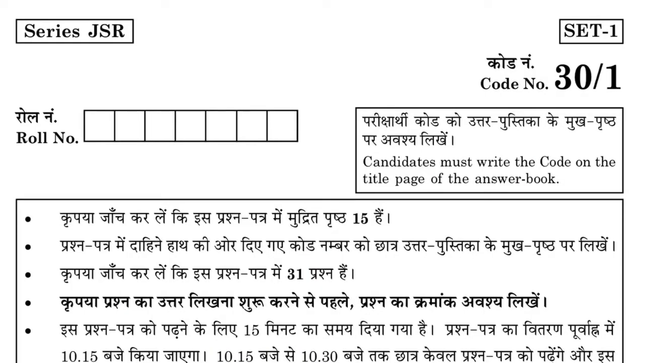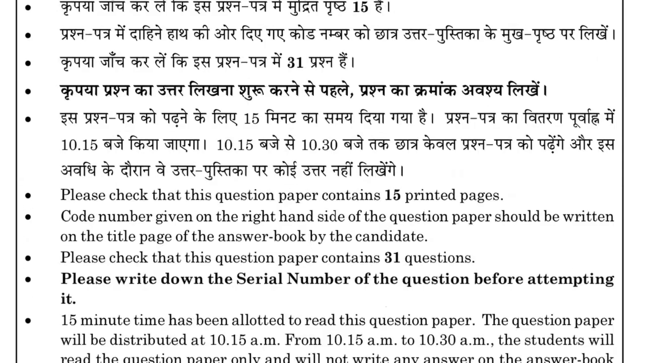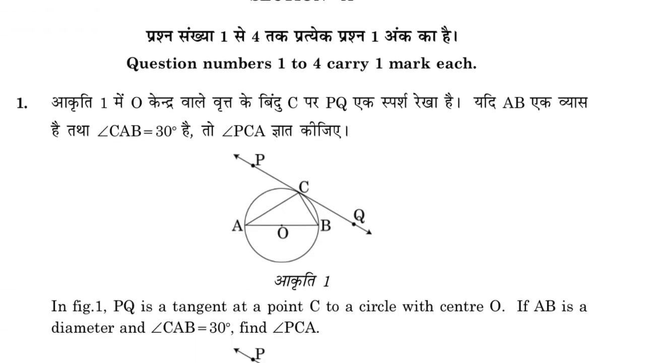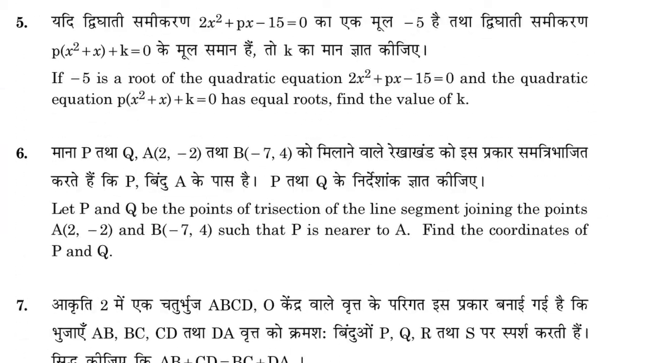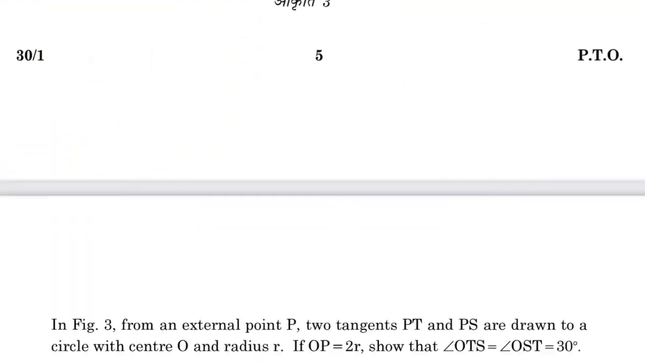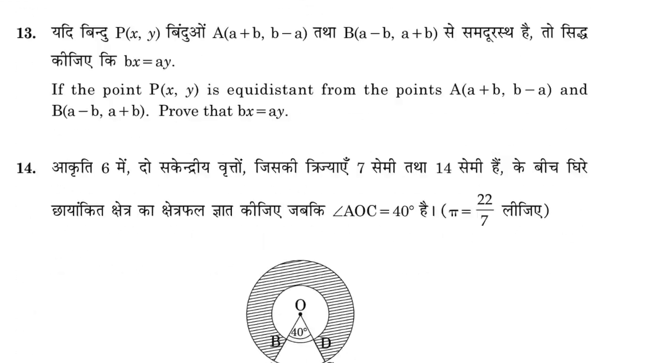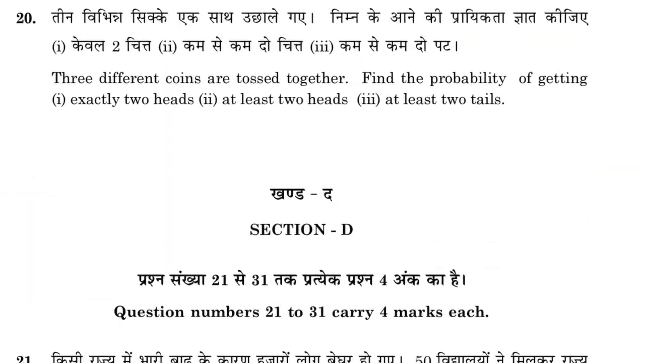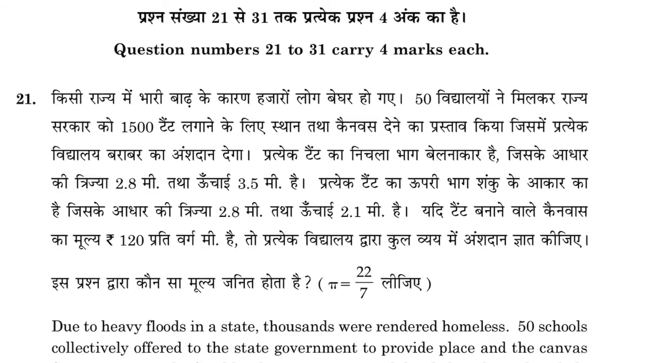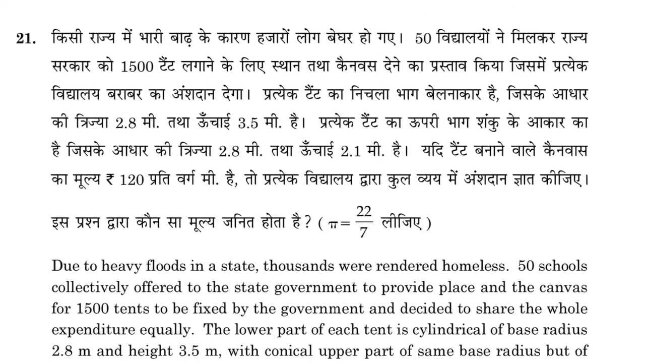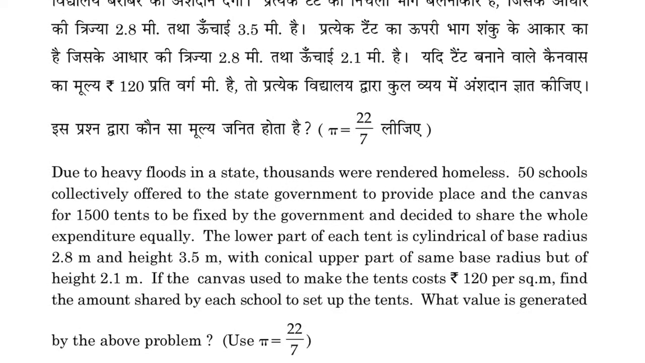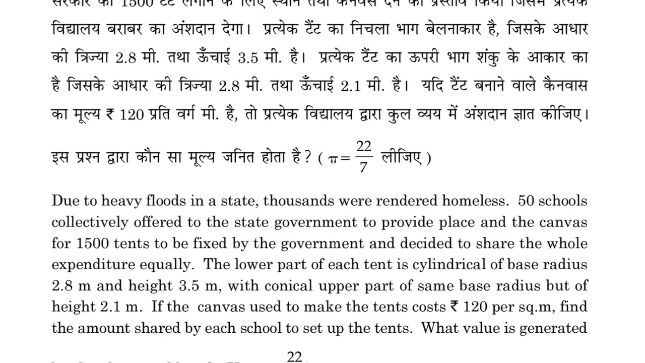Everyone. So we are continuing to solve our CBSE math board paper of year 2016 set 1, and we have already solved section A, section B and section C in our previous videos. Now let's move to section D. It has 11 questions, 4 marks each. Let's start with question number 21.